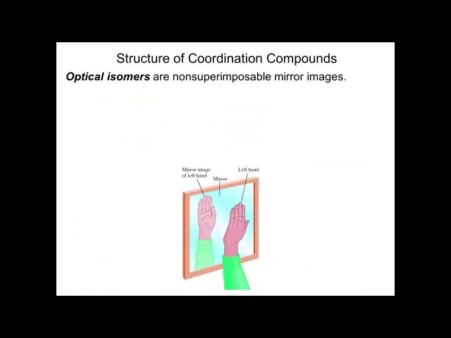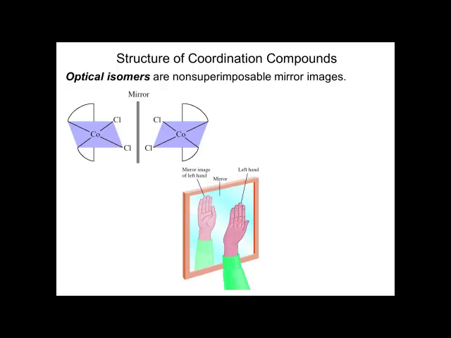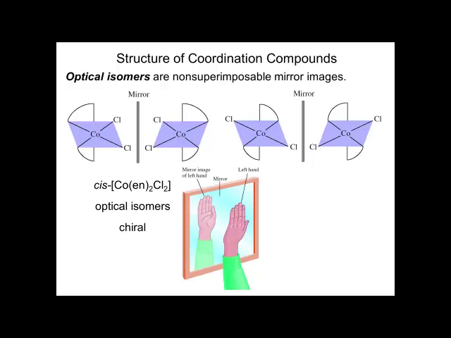Optical isomers are non-superimposable mirror images, like your hands. If we put a mirror between the 2 compounds, the cis, the optical isomer is called chiral. In the second case, the trans cobalt complex, they are not optical isomers. They are referred to as achiral.